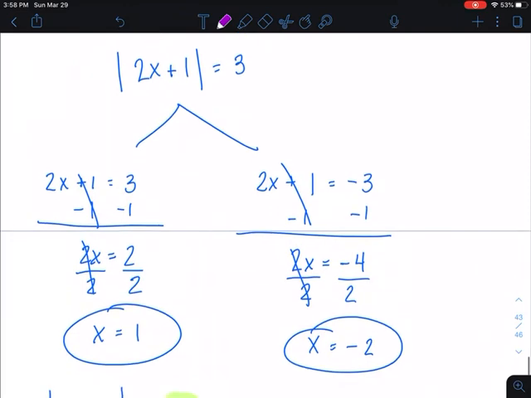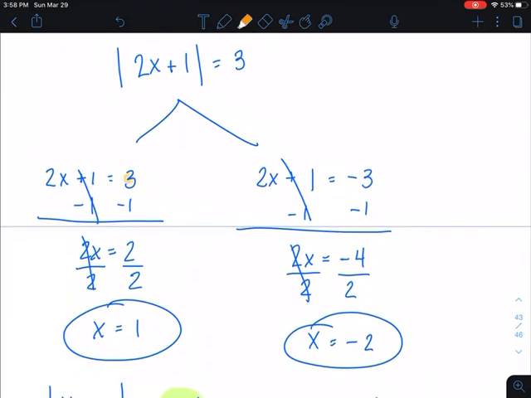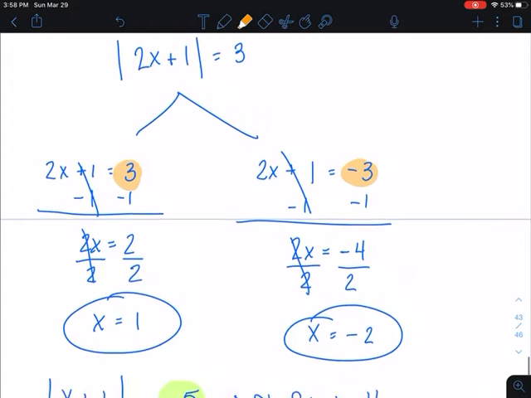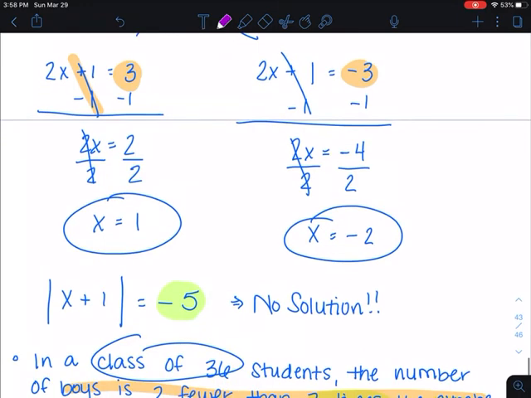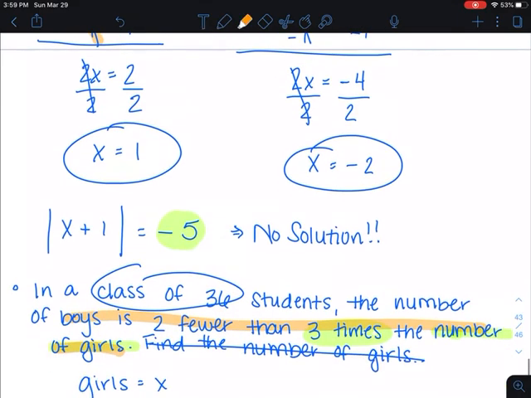Alright, so our absolute value bar is alone. We separated it into 2 different sides. It equaled positive 3 and negative 3. And we solved for x. So we subtracted 1 from both sides to cancel that. We have 2x is equal to 2. Divided by 2 is 1. We did the same exact steps here, except we got a different number. Negative 3 minus 1 is negative 4. And negative 4 divided by 2 is negative 2.